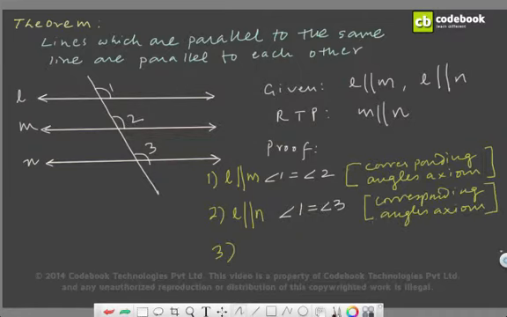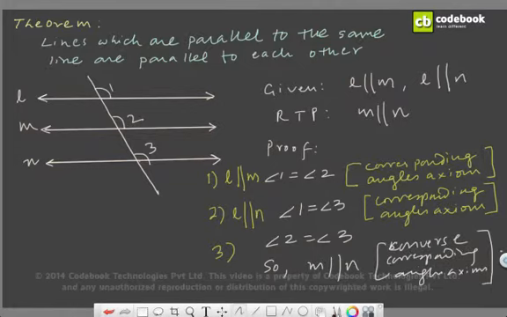So from 1 and 2, you can say angle 2 is equal to angle 3 because they are both equal to the same angle 1. But if you observe now, the lines M and N are intersected by this transversal and the corresponding angles formed are equal. Based on the converse corresponding angles axiom, if two lines are intersected by a transversal and the corresponding angles formed are equal, then those two lines are parallel. So M is parallel to N based on the converse corresponding angles axiom. Hence, we have proved that if two lines are parallel to the same line, then those two lines are parallel to each other.